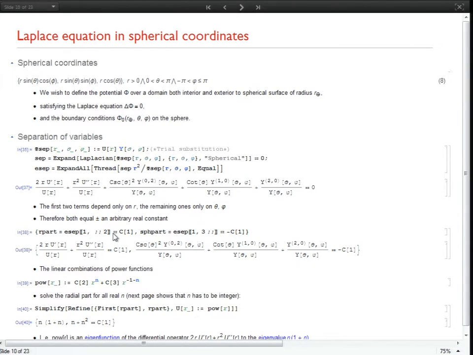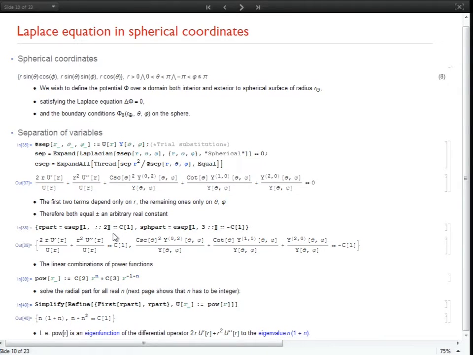You can verify here, and I've done this with Mathematica, that these linear combinations solve the radial part, and that means these power functions are the eigenfunctions of this differential operator in the denominator. Okay, this is the radial part, and now comes the angular part.